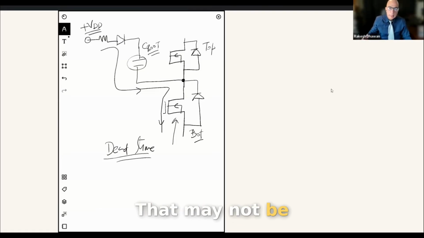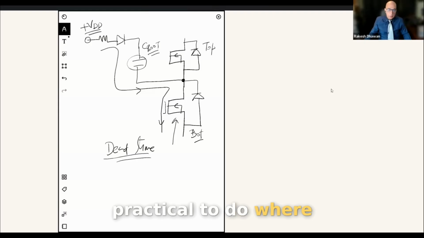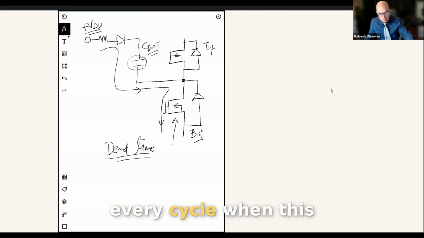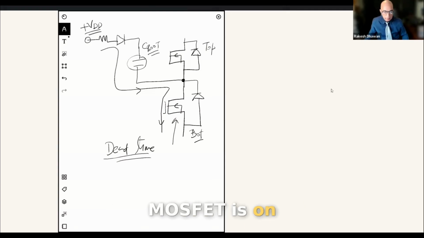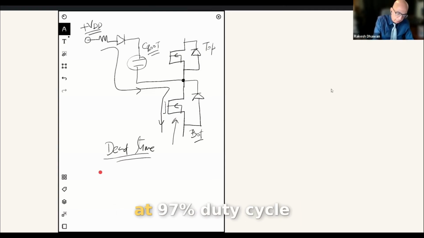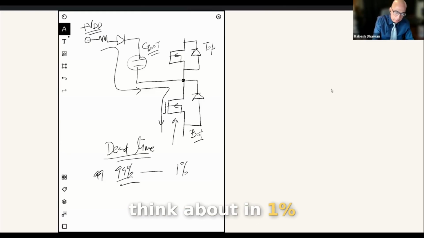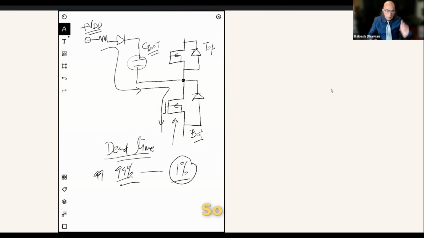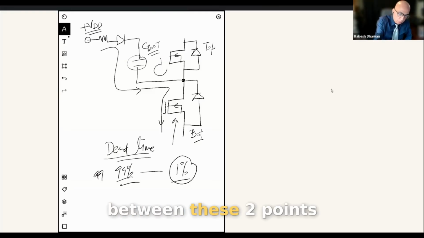That may not be practical to do, so you end up charging the boot capacitor every cycle when this MOSFET is on. Now, let's say you have a very small capacitor and you are running at 97% duty cycle or 99% duty cycle. So you have to think about, in 1% time this guy is on, is that enough time to charge your boot capacitor? So it's important to monitor your voltage between these 2 points.